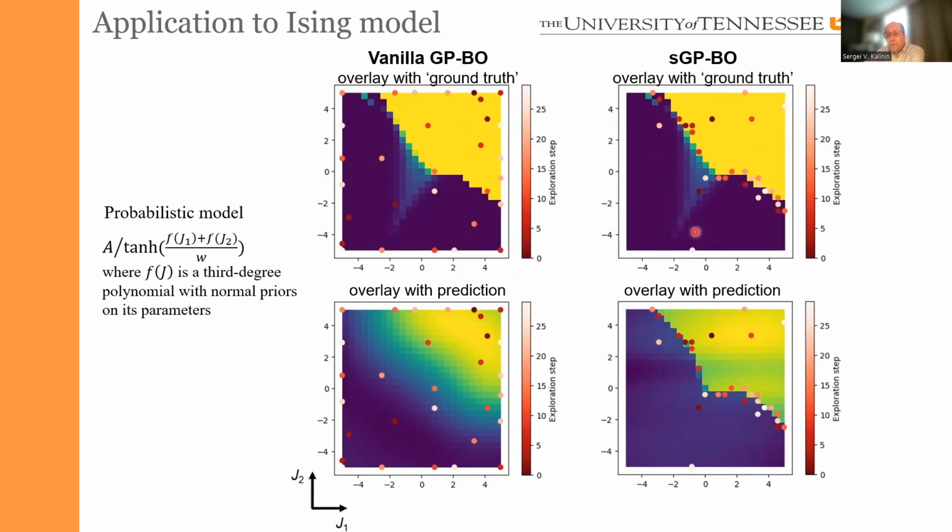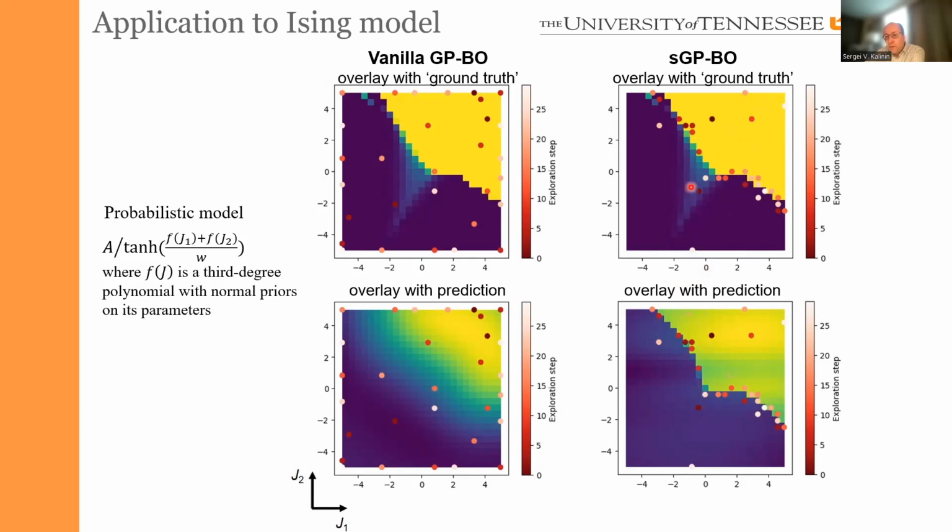Look what happened. In this case, the algorithm very rapidly found out that these are the regions where the magnetization is 0. This is the region where the magnetization is 1. And then it spent most of its experimental budget exploring the boundary between these two regions. Is it perfect? No, it's not.